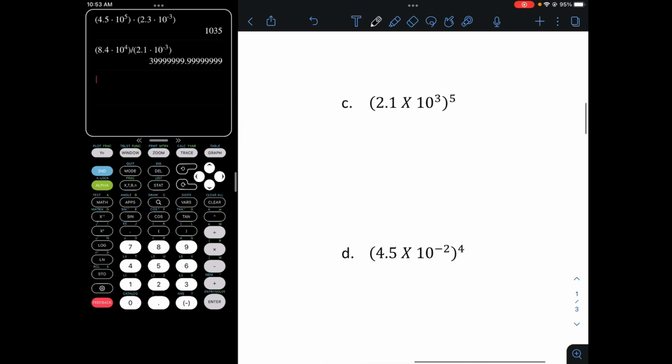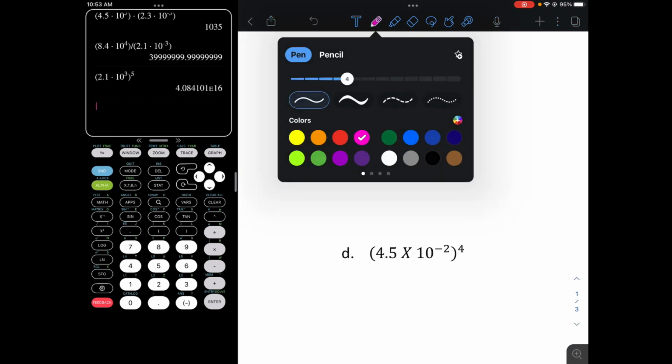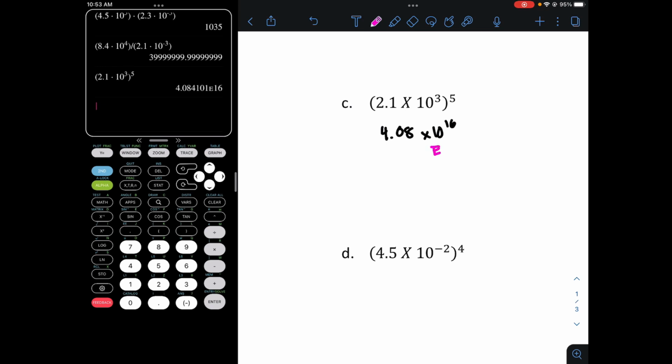You can also do exponent properties, distributing. So 2.1 times 10 to the 3rd, all raised to the 5th power, would be 4.08 times 10 to the 16. Don't panic if you see E in your calculator. That just means times 10. So E16 means times 10 to the 16. Don't be afraid of that.